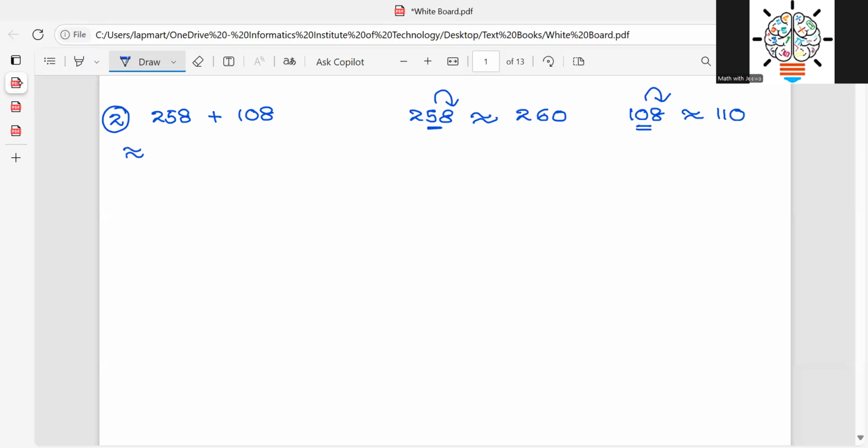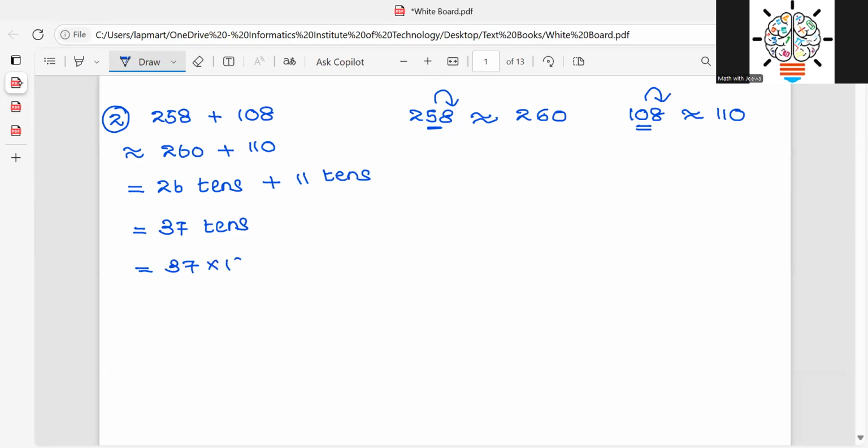Then approximately this is equal to 260 and 110. Then I write this as 26 tens and 11 tens. When you add them together, 26 and 11 gives me 37, right? Then you write 37 tens, and I write it like this, 37 times 10, and the answer is 370, right? Hope all of you can understand what I'm doing here.